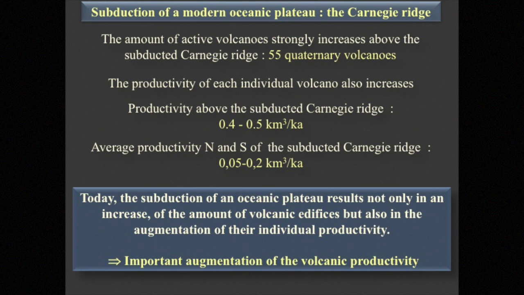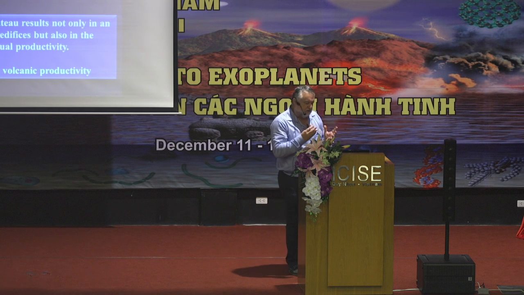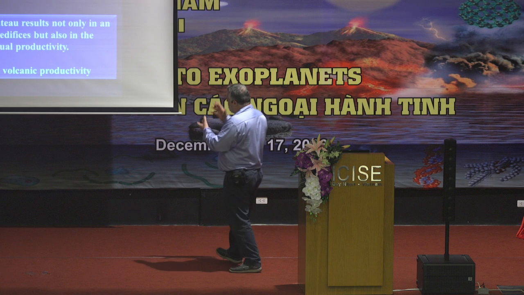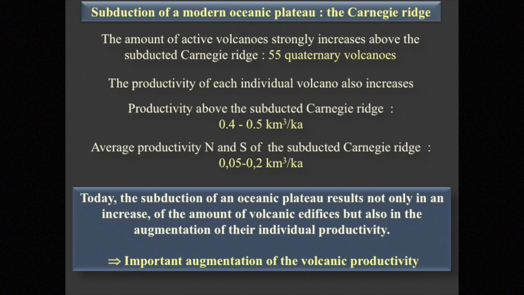So, the conclusion of this, the information this analog provides, is that when an oceanic plateau is subducted, it results in an increase of the amount of volcanic edifices. And in addition, each of these edifices has a very high magmatic productivity. So, if we combine both results, we can conclude that the subduction of an oceanic plateau results in an important augmentation of the volcanic productivity. There is a greater amount of magma generated.